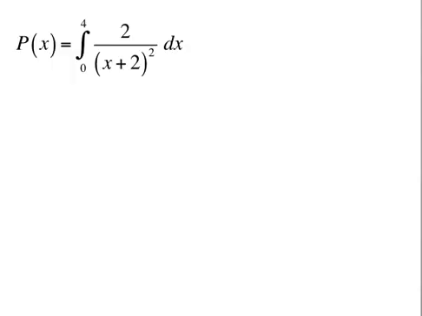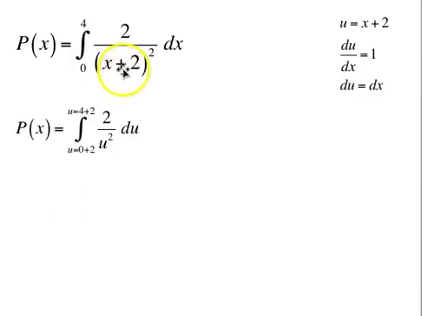This is going to require a u substitution. u will be x plus 2. The derivative of u with respect to x is 1, so du is dx. x plus 2 will become u. dx will become du, but let's change the endpoints. Here x is 0, u is x plus 2, so that'll be 0 plus 2. Here x is 4, u would be 4 plus 2, or 6. So emphasizing that point again, x plus 2 is u, dx is du, u is 0 plus 2, u is 4 plus 2. So now we have the integral as u ranges from 2 to 6 of 2u to the negative 2.